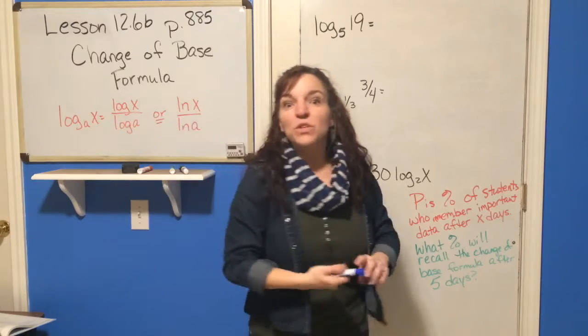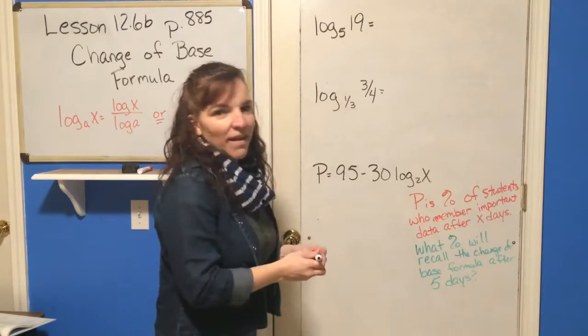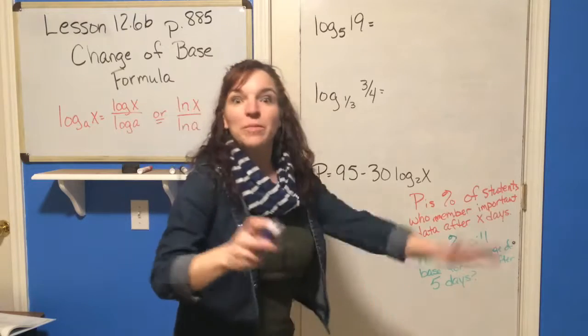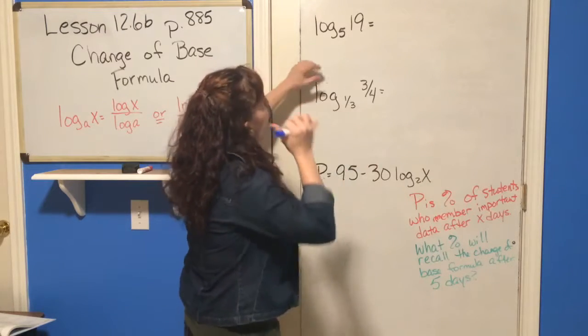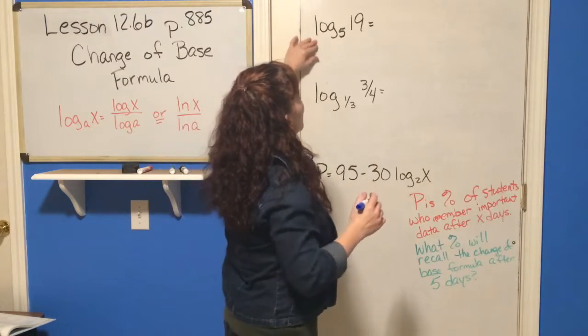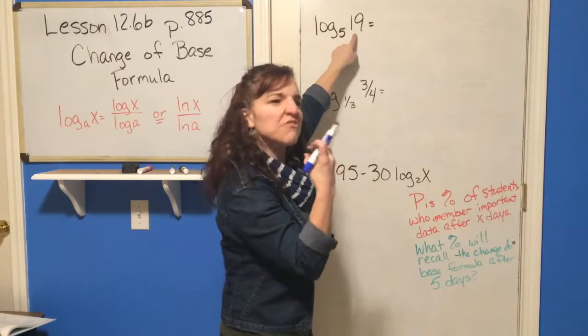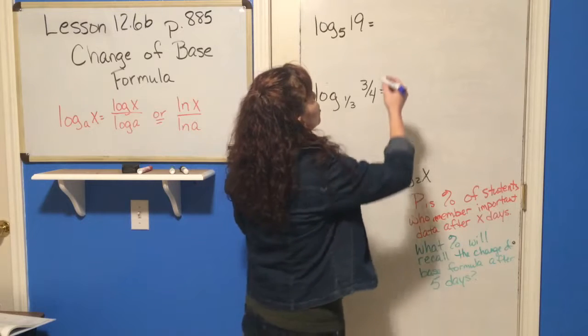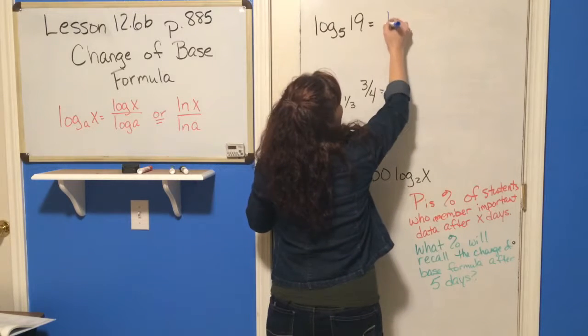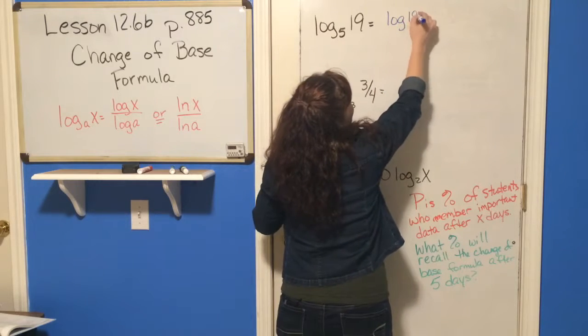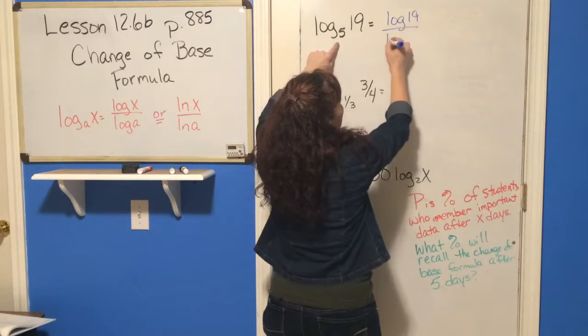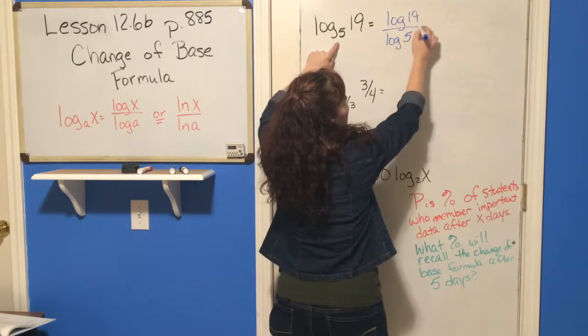All right? So it looks like this. We'll do two of them, and then we'll do one word problem, and then we'll be done. This will be so quick. All you have to do is this. If you've got the log base 5 of 19 and you want to know what the value of that is, this is the same as the log of 19 divided by the log of 5.